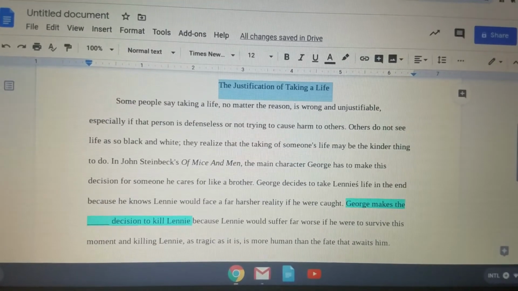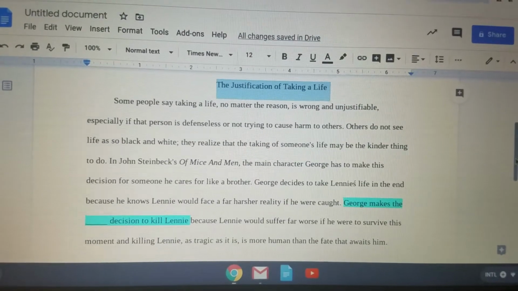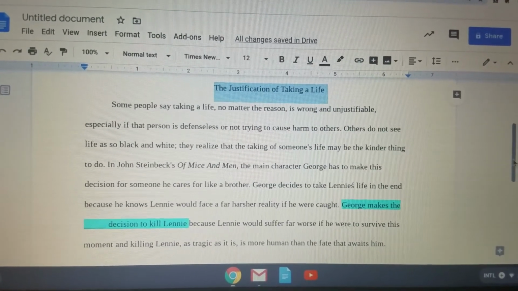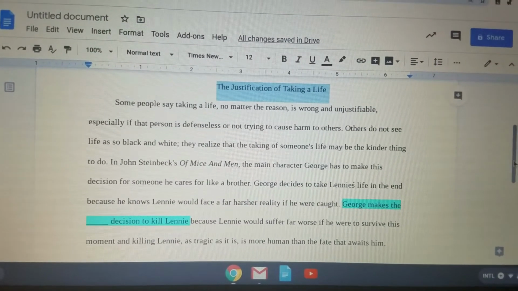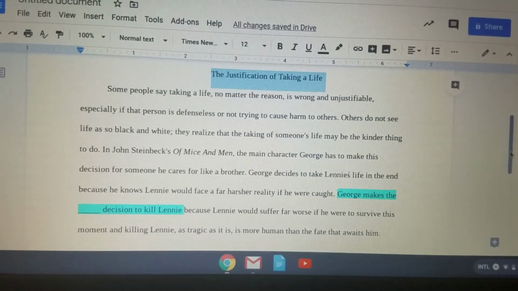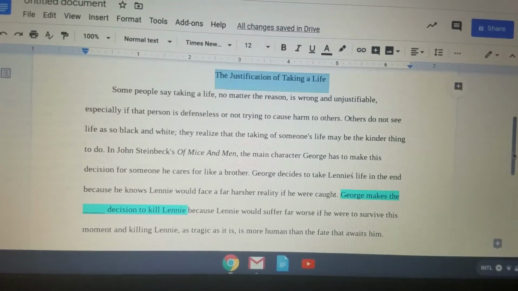They realize that taking someone's life may be the kinder thing to do. In John Steinbeck's Of Mice and Men, the main character, George, has made this decision for someone he cares for like a brother. George decides to take Lenny's life in the end because he knows Lenny would face a harsher reality if he were caught. George makes the blank decision to kill Lenny because Lenny would suffer far worse if he were to survive this moment. So let's pause there.